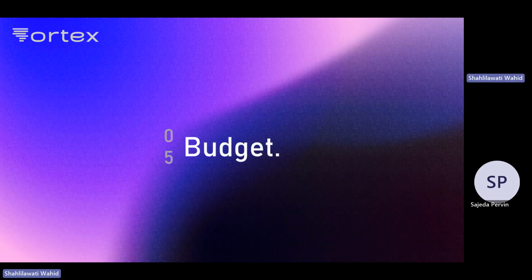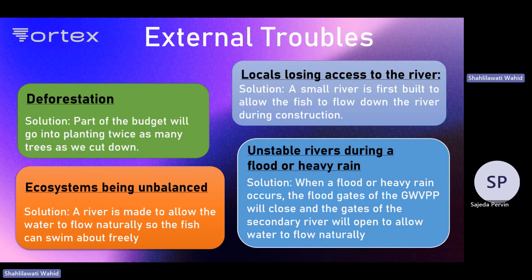Moving on, we have unstable rivers during a flood or heavy rain. This is another problem that we've acknowledged, and we all know how bad the flooding and flash floods are and how many deaths they've claimed in Malaysia.